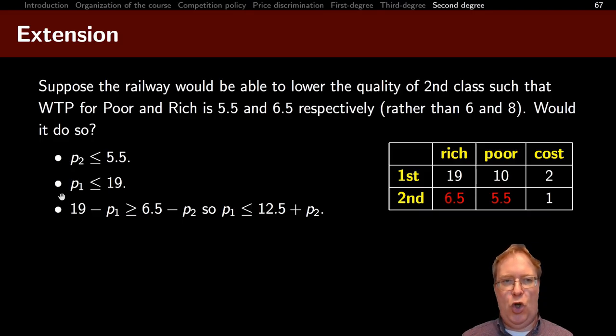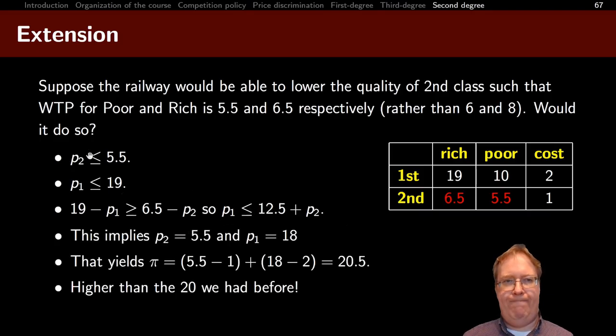19 minus P1, the surplus from the rich if they travel first class, should now be bigger than 6.5 minus P2, which is their surplus if they travel second class. Can rewrite it a little bit. So I'm now going to charge P2 equal to 5.5 and P1 will be 18, which is higher than the 17 I had before, right? Why? Well, what drives this price is the fact that I want to avoid that the rich are traveling second class. And it's now easier to avoid that since second class has now become more lousy.